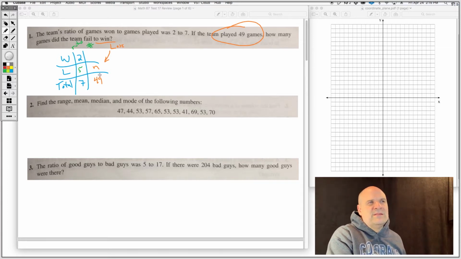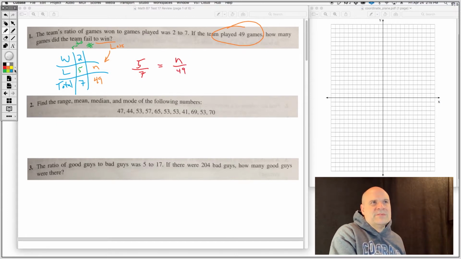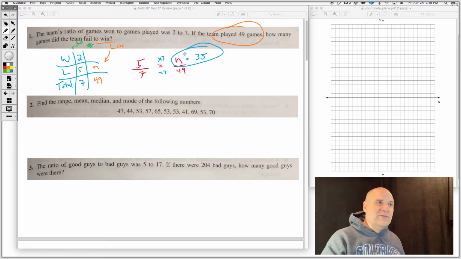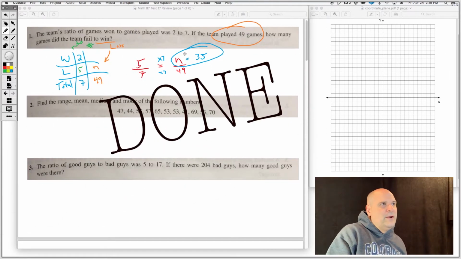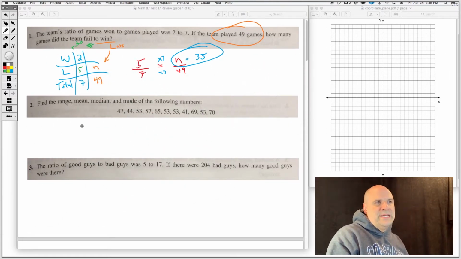You could do the fish method, like 49 times 5 divided by 7, or you can realize that these are just equivalent fractions. And whatever you do to the bottom, do to the top. So this is times 7, times 7. So n equals 5 times 7, which is 35 games they failed to win. If you did 49 times 5, that's just 245 divided by 7 is 35. I promise. You can test it if you want. Number 1, done. All right, number 2, find the range, mean, median, mode.